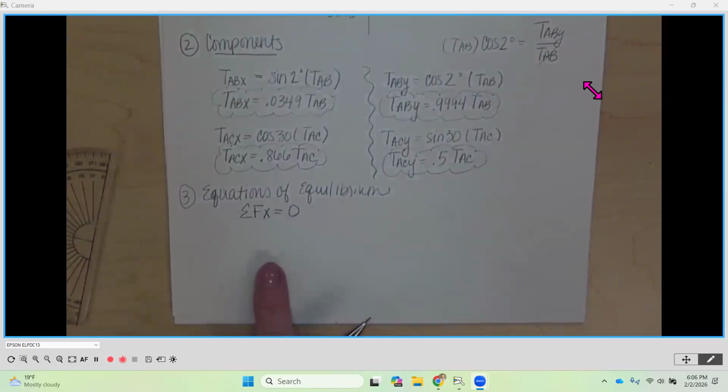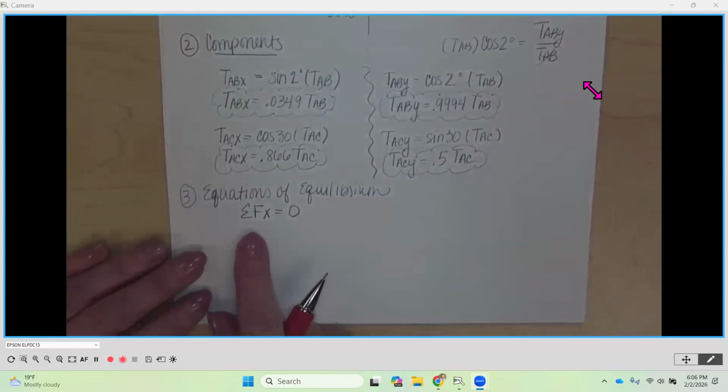If any line that you write below here doesn't have an equal sign and two sides, points off. I'm so sorry, but it has to. All right? We don't want it to magically appear at the end. All right? So, sum of the forces in the x.